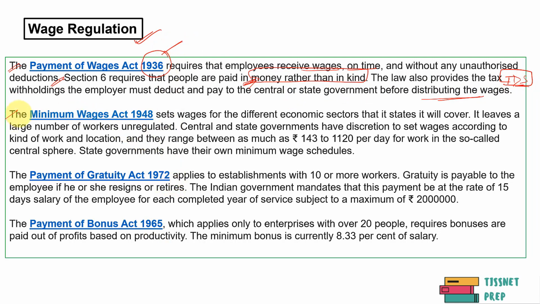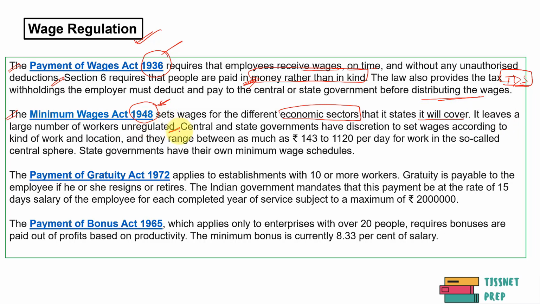Now another important act is the Minimum Wage Act. This question came in a test. It directly asked in which year the Minimum Wage Act came. The answer was 1948. So what exactly is it? It sets the wages for different economic sectors that it states will cover. It leaves a large number of workers unregulated. Why does it leave a large number of workers unregulated?